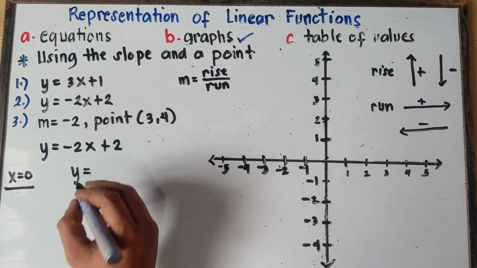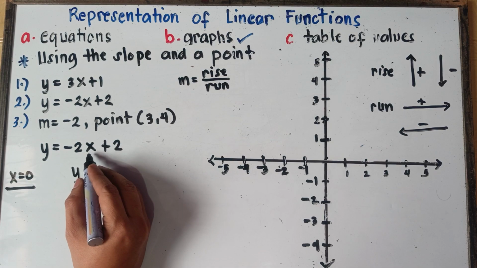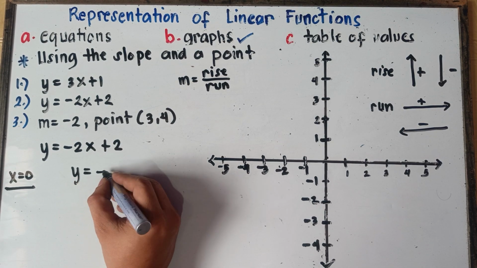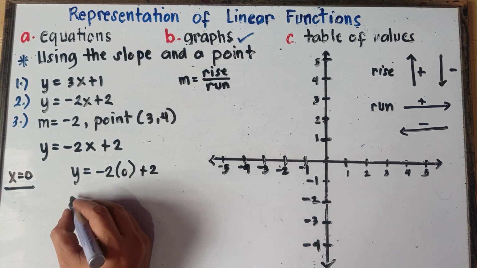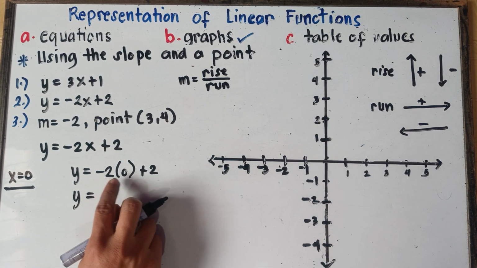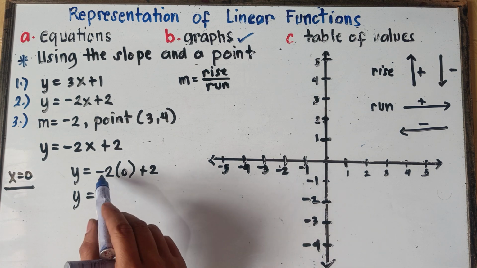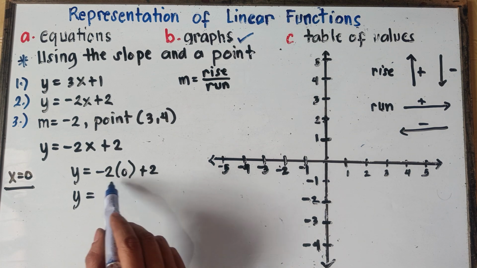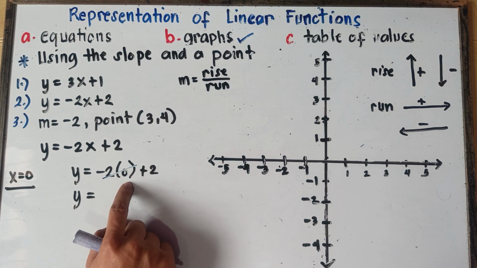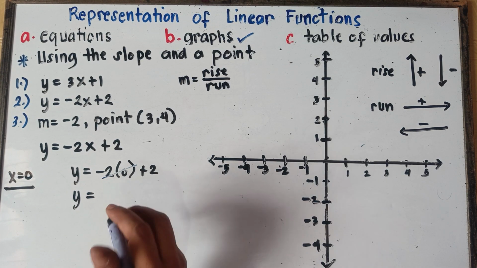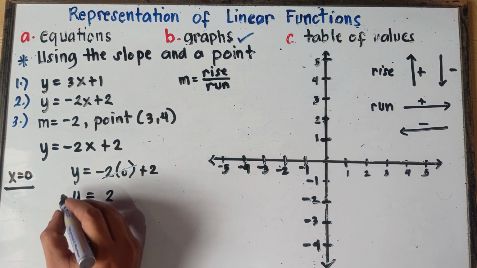So y equals, once again, if you have -2x, it means -2 times x. So -2 times the value of x, that would be 0, plus 2. So y is equal to -2 times 0, that would be 0. Any number multiplied by 0, the answer is 0, so we can simply cancel that out. Because -2 times 0 is 0, and then plus 2, that would be 2.